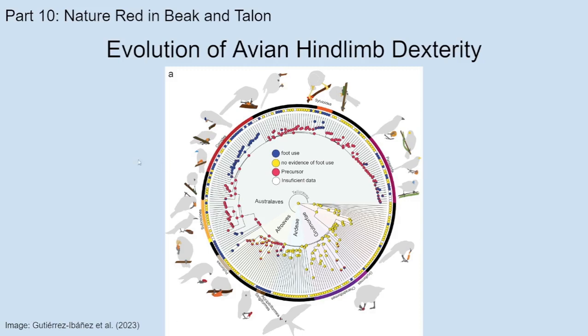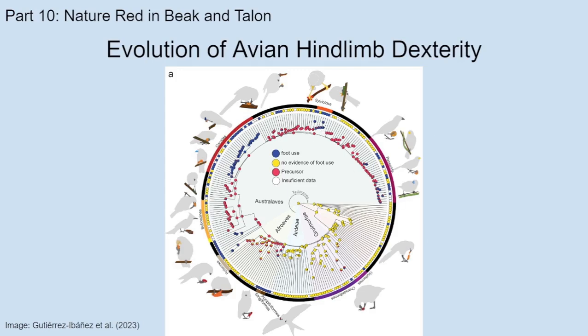And so what they found here, they plotted their results out onto this phylogeny. In the yellow circles are the species of birds where they found no evidence of using the feet for manipulation, whereas in blue are birds that did exhibit evidence for this based on photographic evidence. And so they found something interesting.